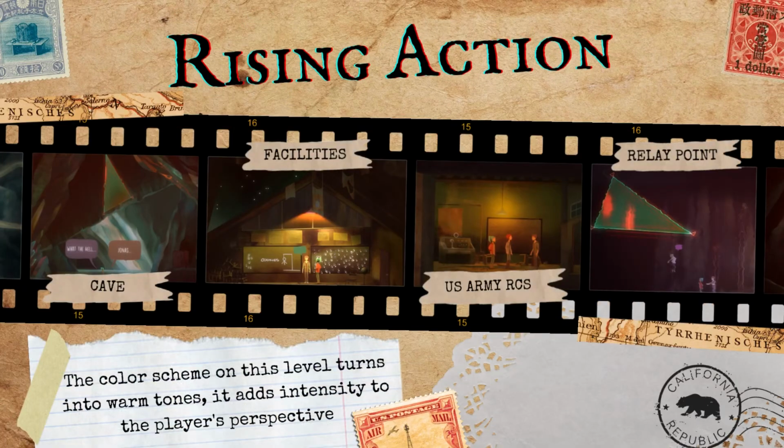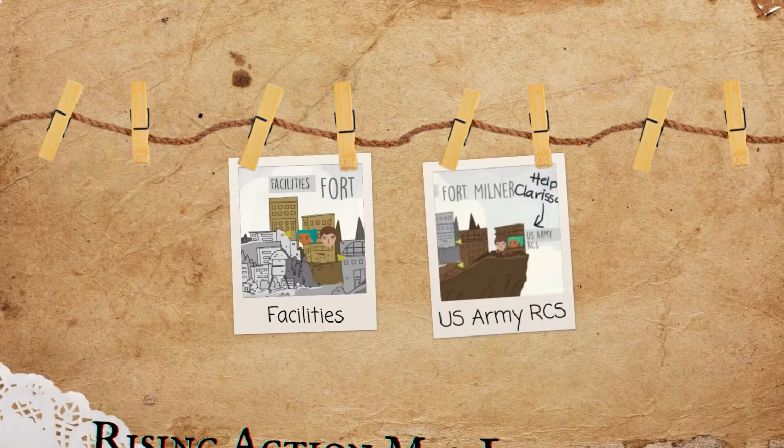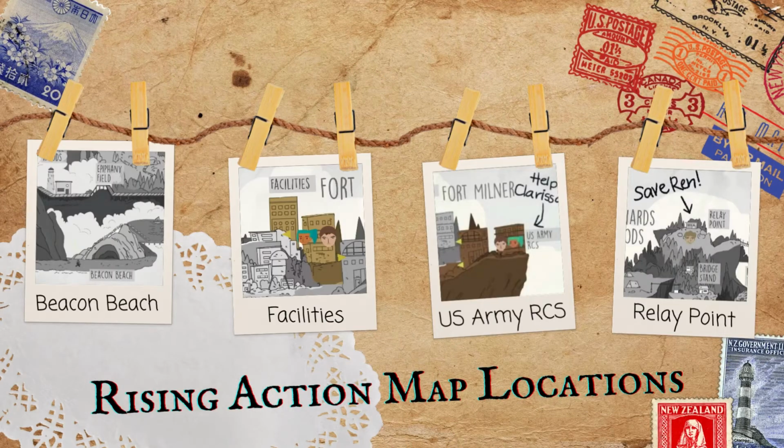Moving on to rising action. Rising action happened in various locations such as the cave, facilities, US Army, and relay point. The color scheme on this level turns into warm tones. It adds intensity to the players' perspective. And here are the rising action map locations.